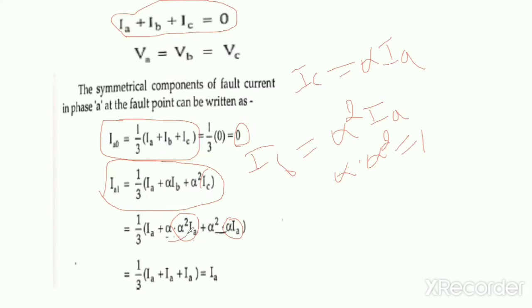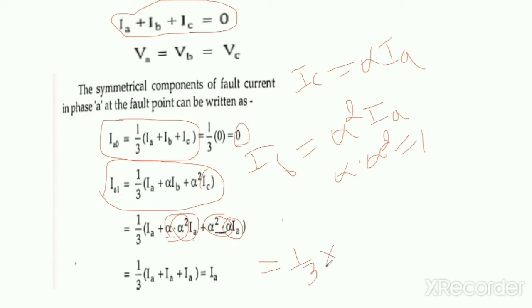We are replacing alpha into alpha square is equal to 1 and alpha square into alpha is also equal to 1. Then this equation can be written as 1 by 3 into IA plus alpha into alpha square, which is 1 into IA, plus alpha square into alpha, which is also 1 into IA. Then this will be equal to 1 by 3 into 3IA.